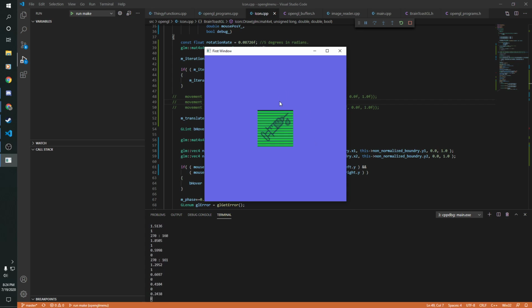I convert it to the OpenGL clip space, which has 0, 0 in the center. I believe it's -1, -1 in the upper left, and 1, 1 in the lower right. So that seems to work fine.